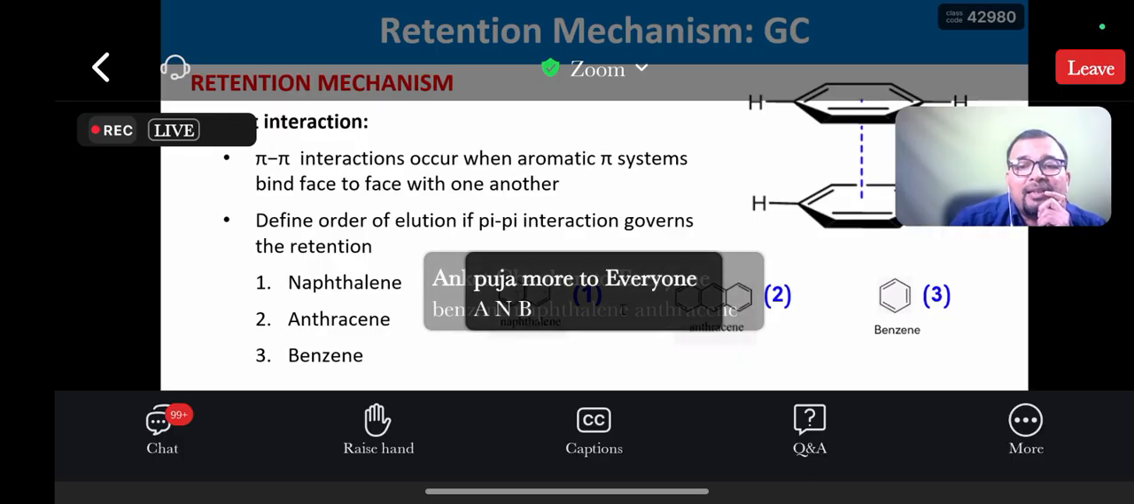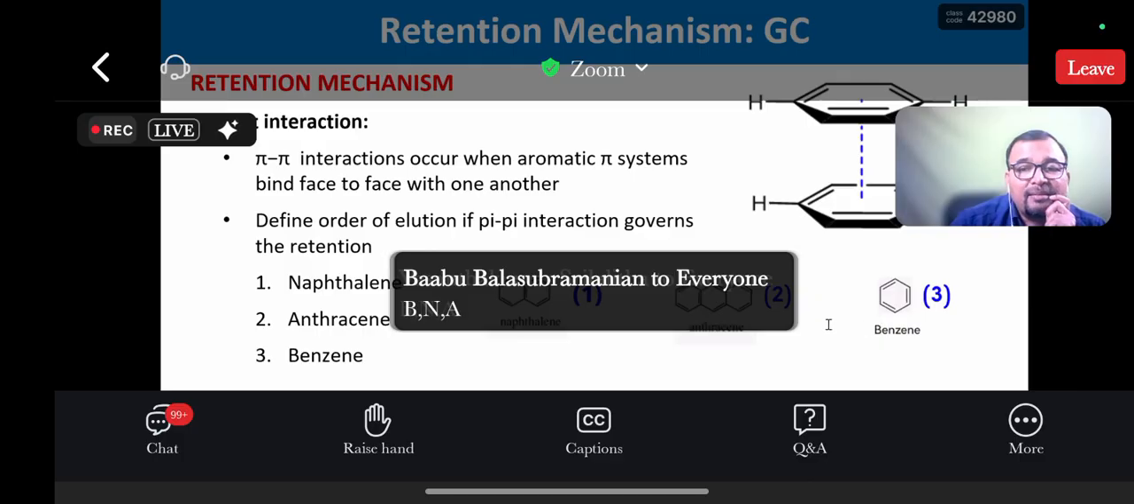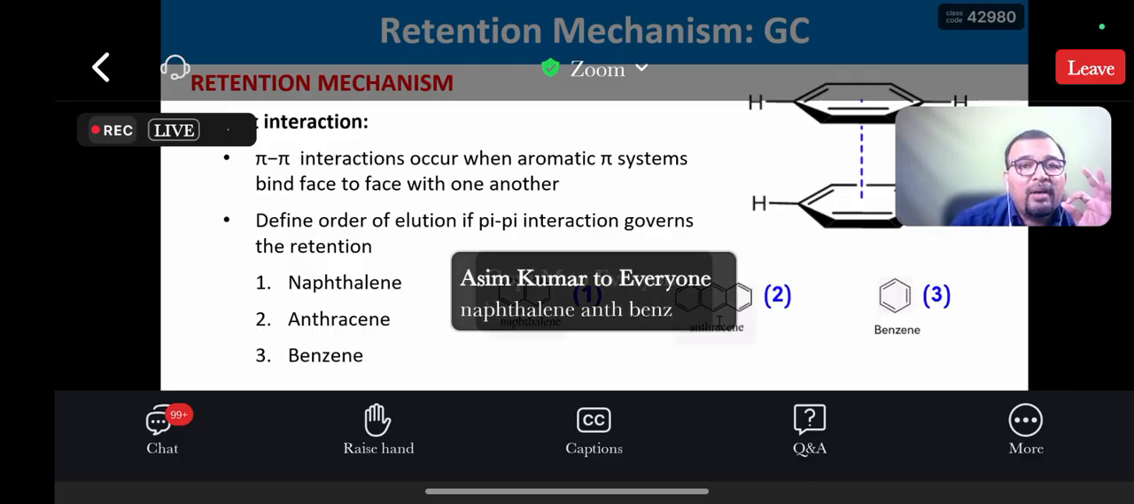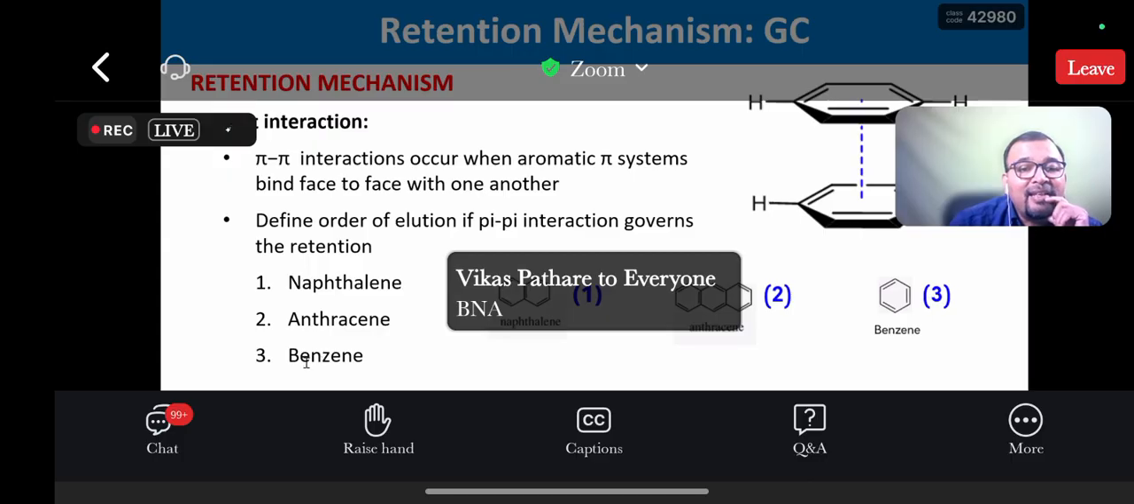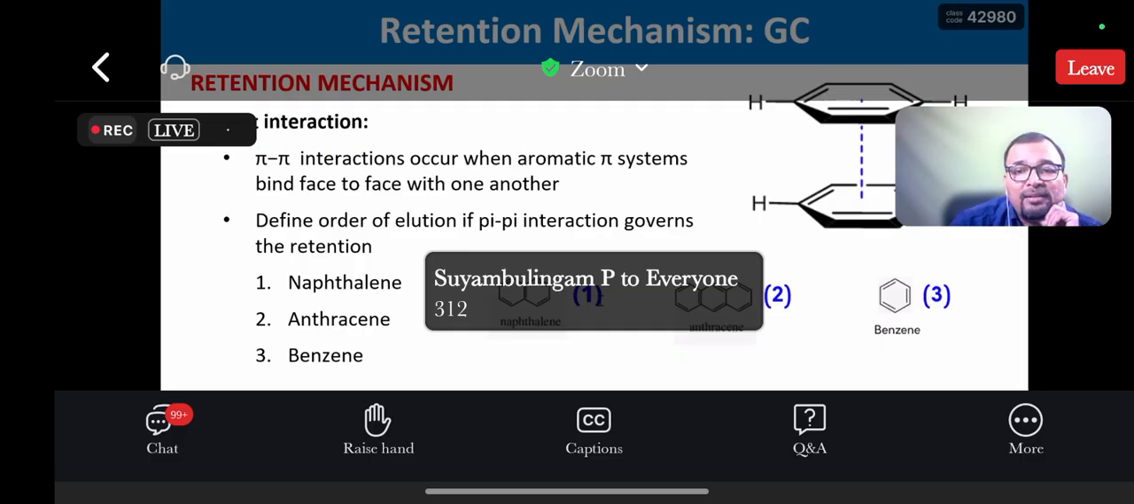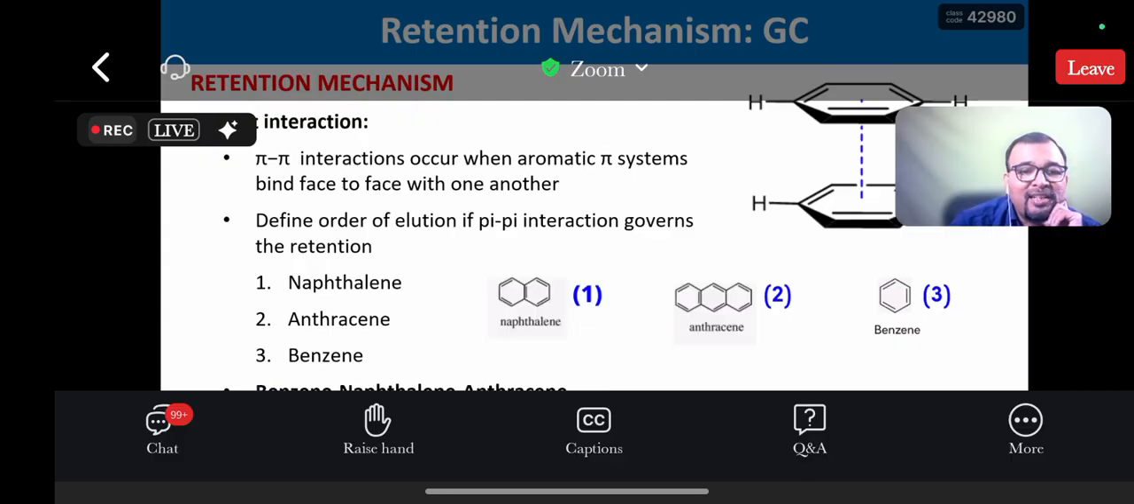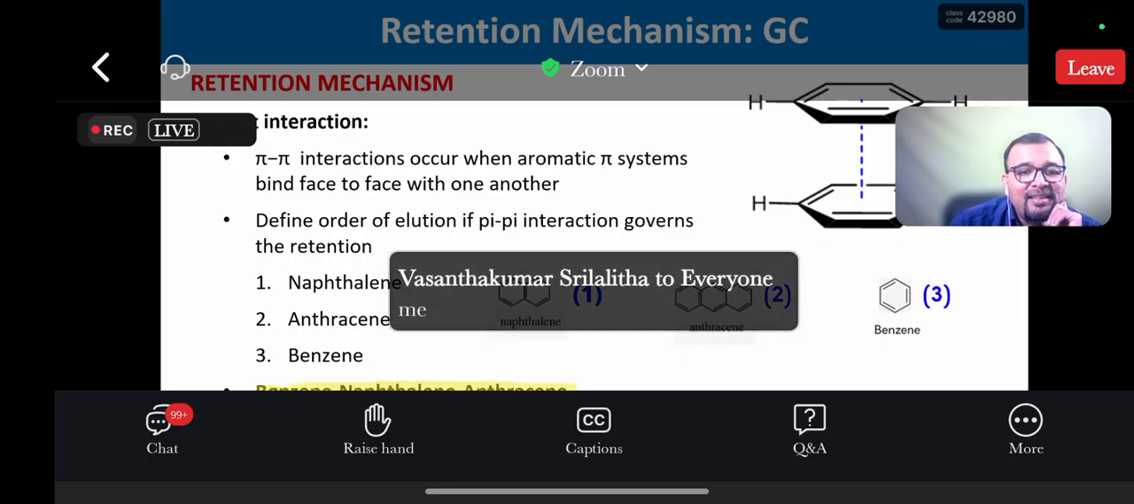Benzene has fewer pi bonds, and anthracene has the most pi bonds. So benzene elutes first, followed by naphthalene and followed by anthracene. Is 3, 1, 2 the right order? Let us check. 3, 1, 2. How many of you got it right away? Type in 'me' in the comment box if you got 3, 1, 2. Benzene, naphthalene, and anthracene.